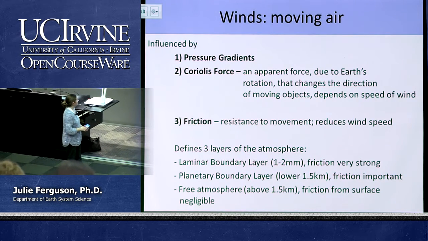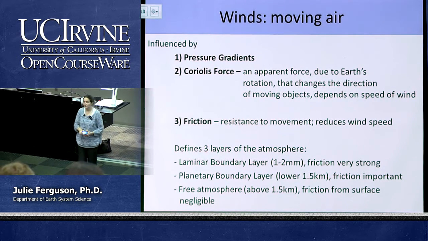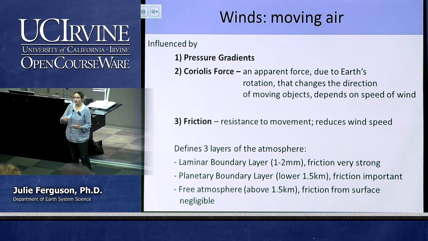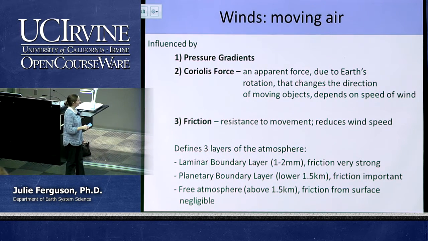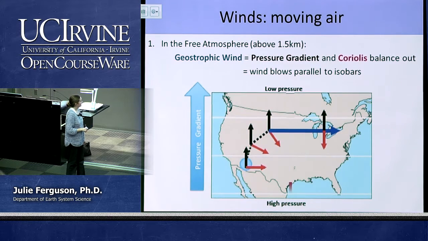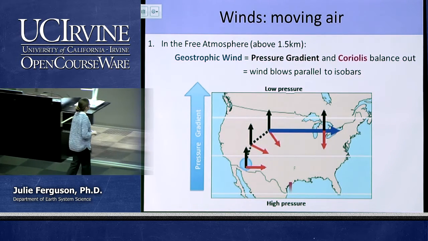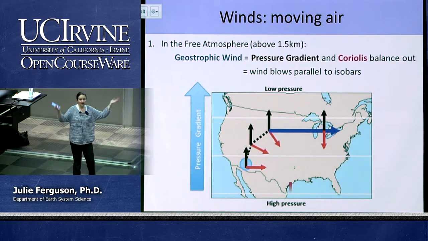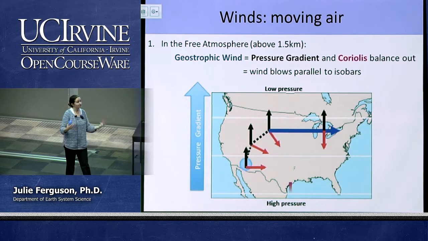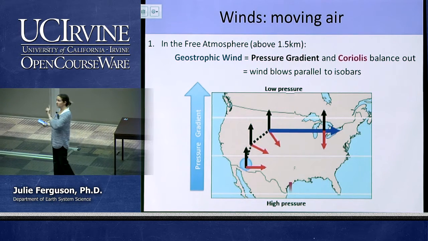So now what we're going to do is have a play around with these 3 factors and think about really how they go about changing our wind patterns that we see in terms of horizontal patterns. So we're going to do the easiest one first. We're going to think about the free atmosphere, that stuff above 1.5 kilometers, where we can ignore friction. So we only have 2 things to think about.